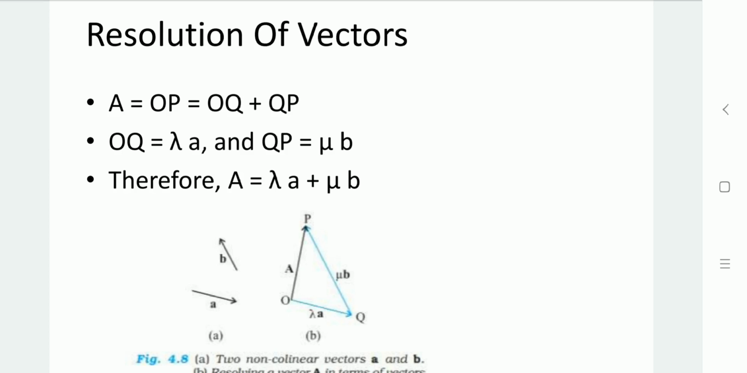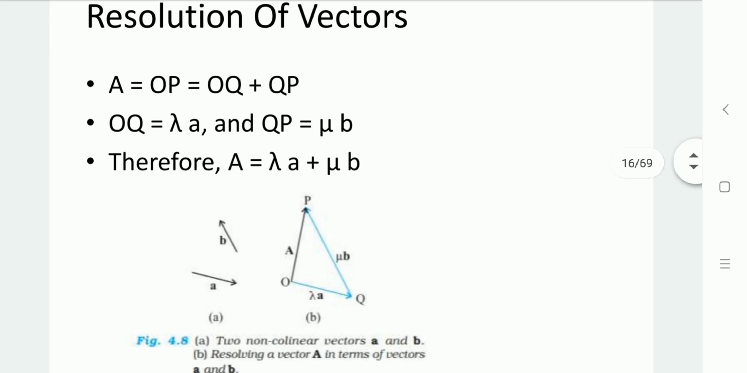Here, two vectors are defined, as you can see in the diagram, vector A and vector B. In diagram A, two vectors are there. A and B both have different magnitudes and different directions.